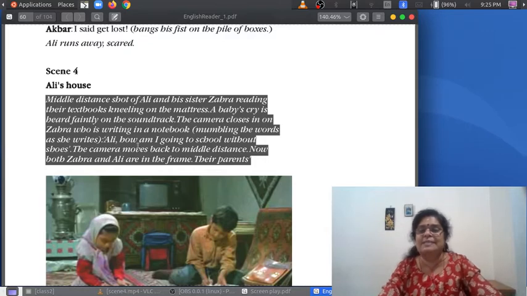എഴുതിയിരിക്കുന്നത് ദാറ്റ് ഈസ് Ali, how am I going to school without shoes? The camera moves back to middle distance.